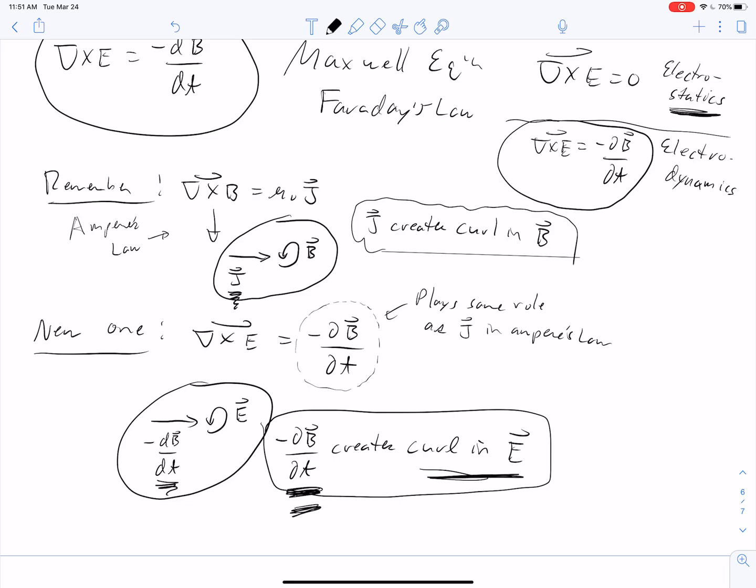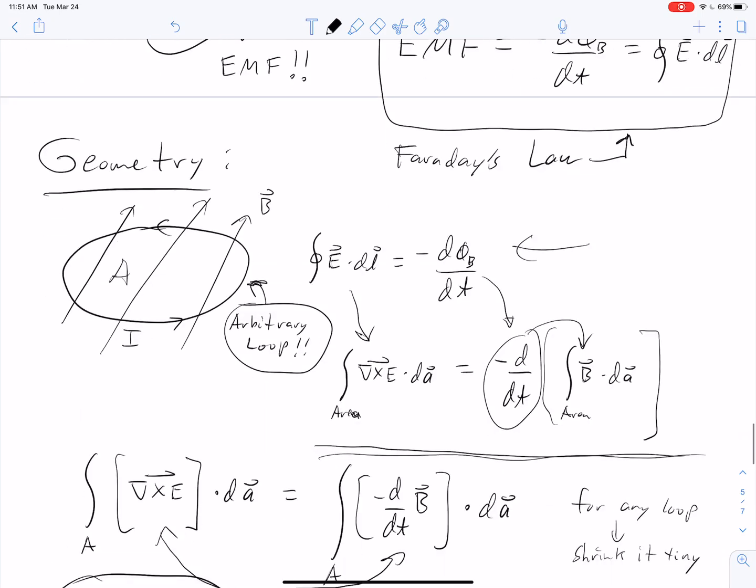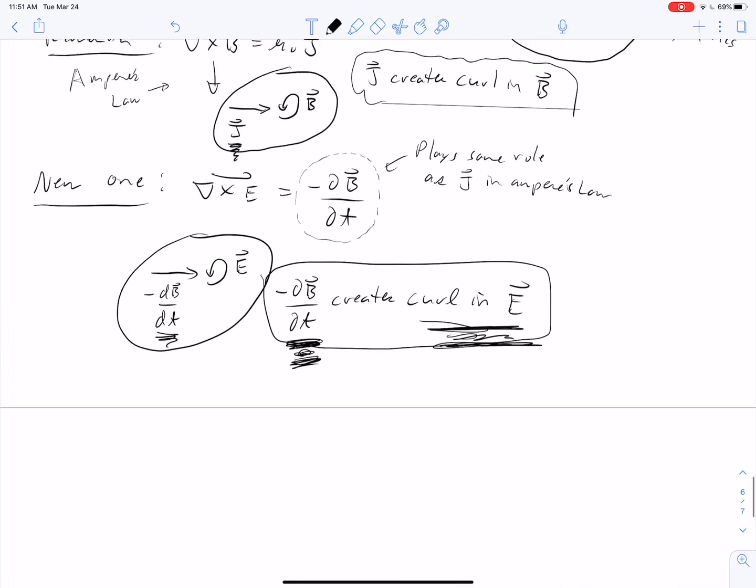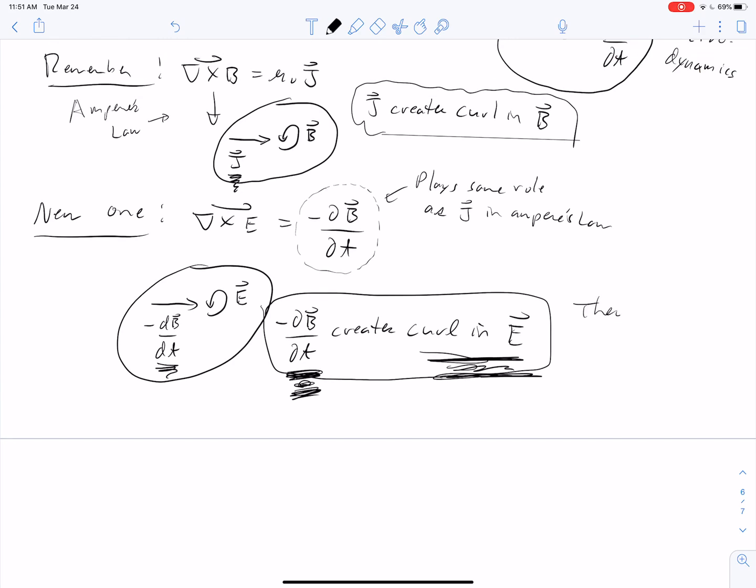So I want you to see that curl in the E field is equivalent to negative dB dt. But negative dB dt is equivalent also to curl in the E field. If you have one, you've got to have the other. To get curl in my E field, I've got to have a changing magnetic field. If I have a changing magnetic field, then I've got to have some curl in my E field. They go together. I want you to see that geometry.